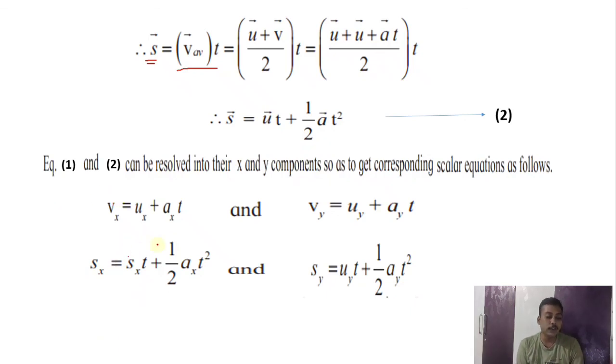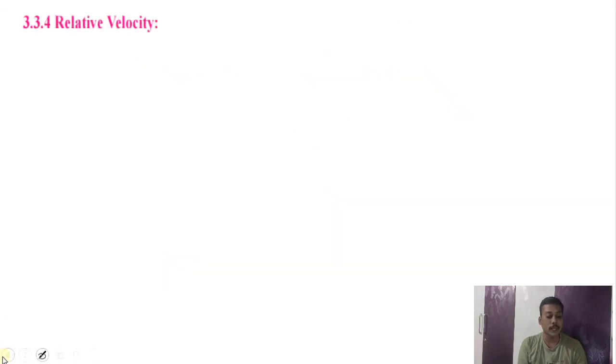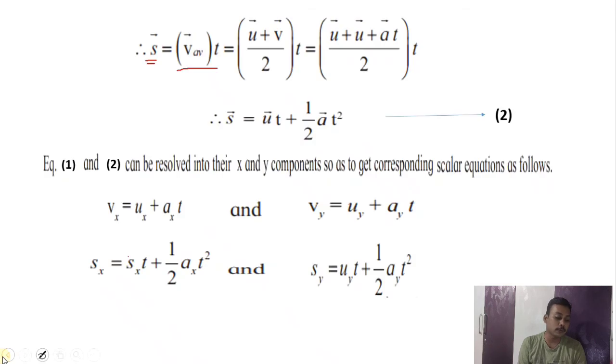So these are the kinematical equations for velocity in terms of motion in a plane. This is the equation for final velocity along the x-axis. This is vy, the equation of final velocity along the y-axis. Here sx is the displacement along the x-axis, and sy is the displacement along the y-axis.